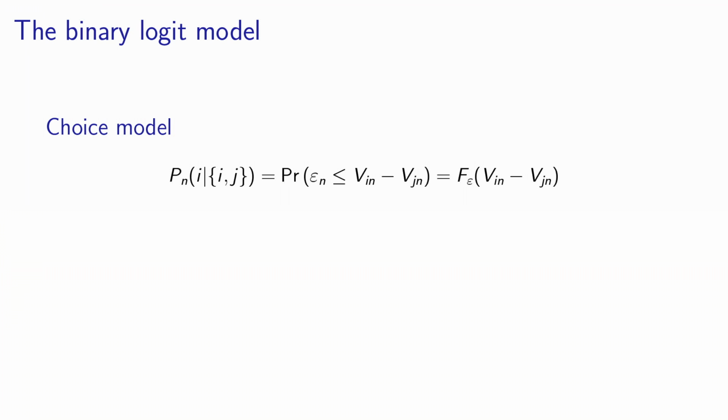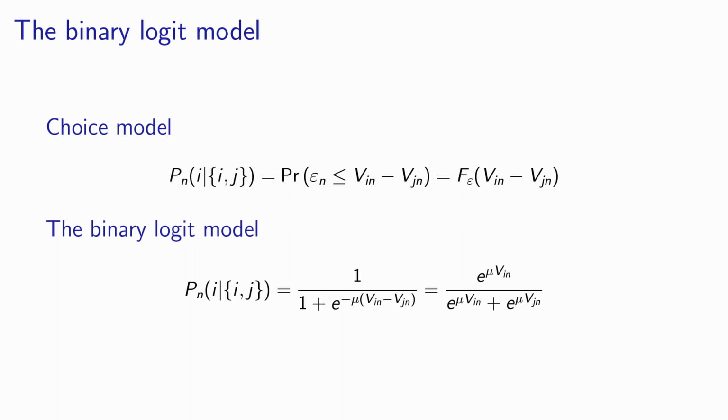So the probability P_n(i) that individual n is going to select alternative i is the probability that this epsilon n is less or equal than V_in minus V_jn. So now that we know that the epsilon n follows a logistic distribution and that we know the cumulative distribution function for epsilon n, it becomes trivial to compute the binary logit model, that is the probability P_n(i) that individual n is going to select alternative i. And as you can see, it's a closed form expression that is a function of V_in and V_jn.